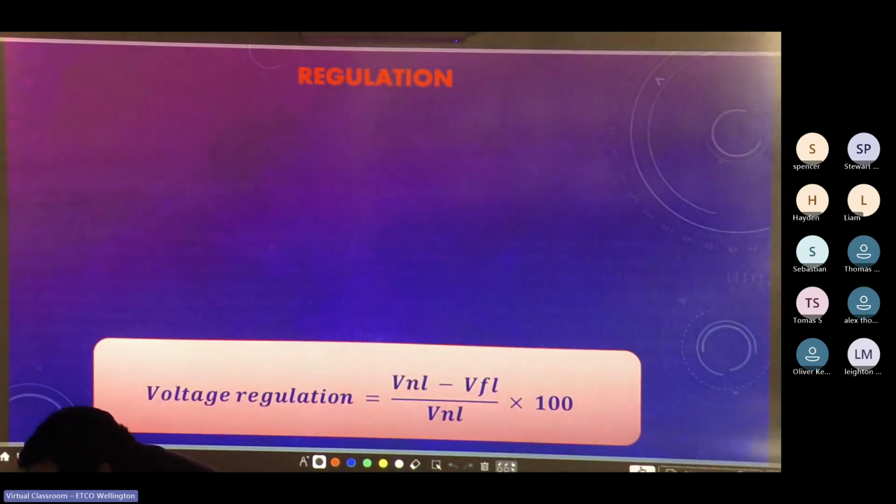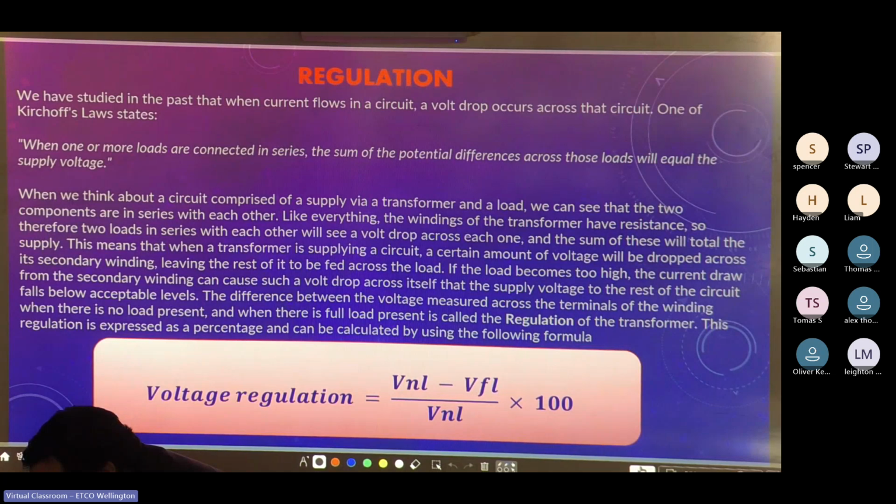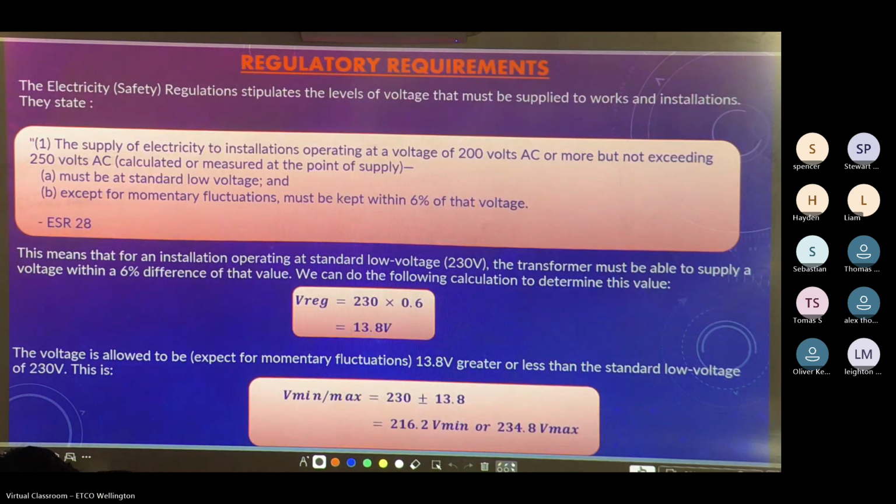Cool. Then we looked at regulation. So we looked at how current flows in a circuit. Voltage regulation is equal to voltage no load minus voltage full load, divided by voltage no load, times 100. Cool. So supply of electricity to installations operating at 230 volts AC, we look at not allowed more than 6%. So the voltage regulation, 230 times 0.06, is 13.8 volts. So your V minimum and max is 230 plus or minus 13.8. So 216.2 V min or 243.8 V max.